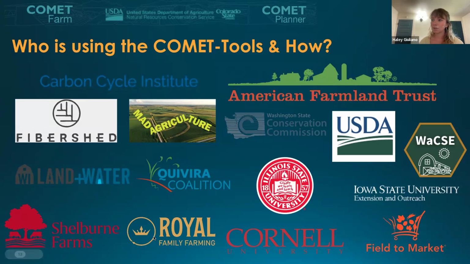In the bottom left corner, Shelburne Farms in Vermont and Royal Dairy in Washington have been using the tool. They're curious, ambitious farmers who want to assess how the management they're using is impacting their soil and emissions, and are just trying to make really informed decisions. Universities, Illinois State and Cornell, have PhD candidates who are using the tools, mostly COMET Farm, for their thesis research.